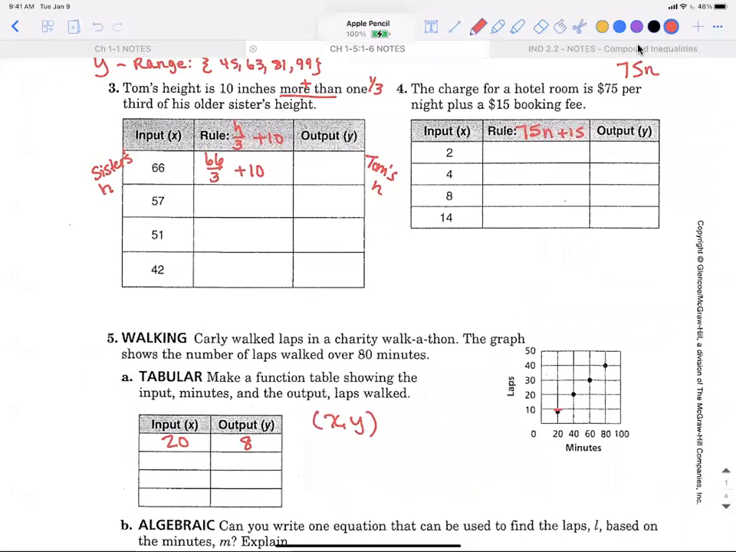For those of you at home, go ahead and load the assignment in Kami and then email me if you have any questions.